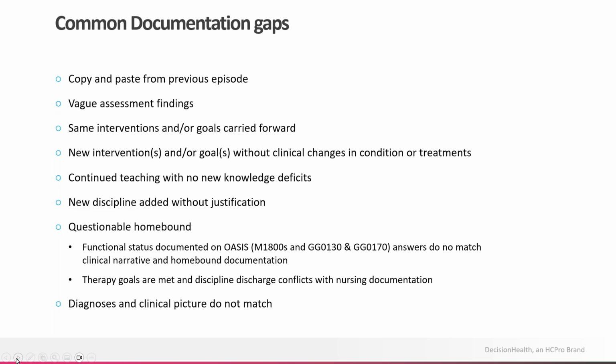They don't match. Because to answer the GG questions for the walk 50 feet with 2 turns and walk 150 feet, they can't take a sitting rest break for those questions. So remember that if you document your homebound with they have to sit after 20 feet, but then you're saying they can walk 150 feet, those two things don't go together. I already mentioned this one, but when therapy goals are met, discipline discharge conflicts with the nursing documentation, you have to be careful about that too. You want to make sure that it looks like the same patient.